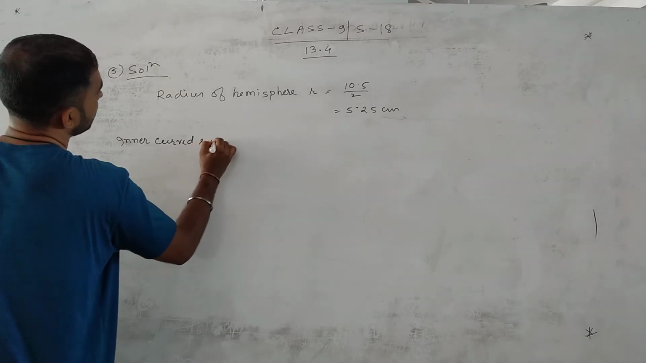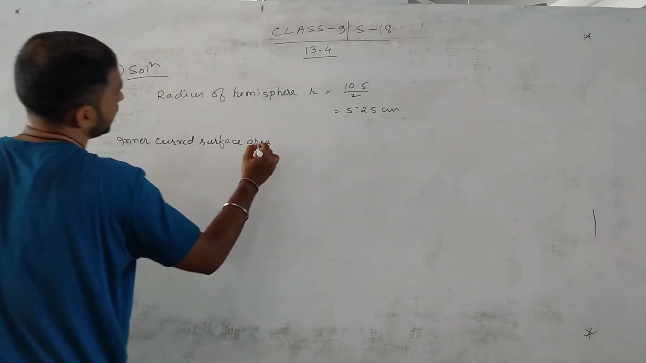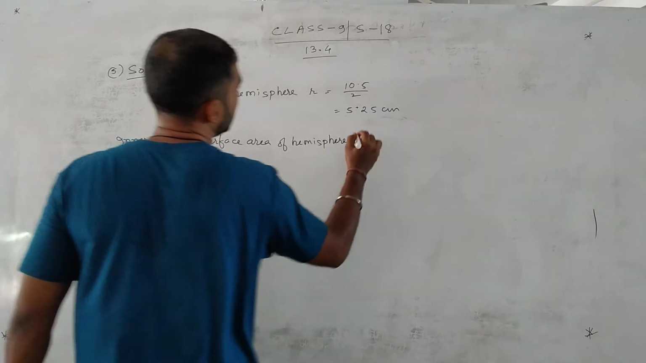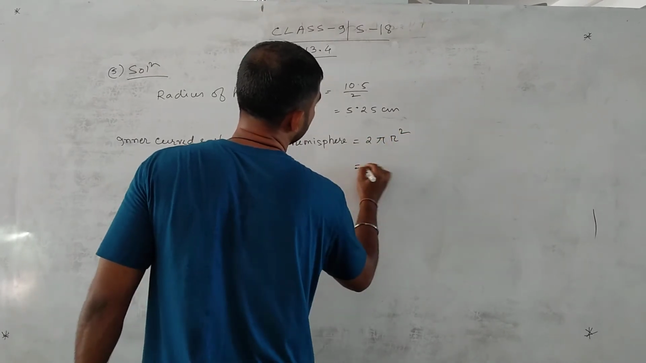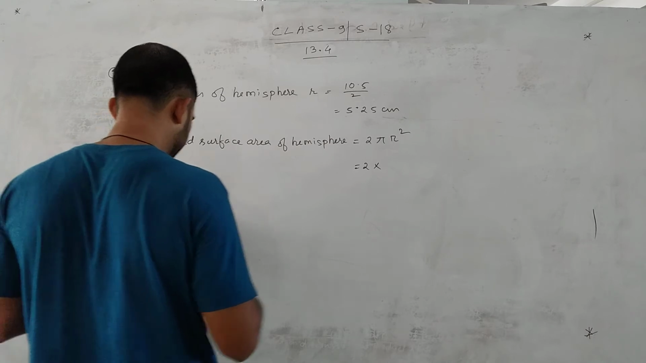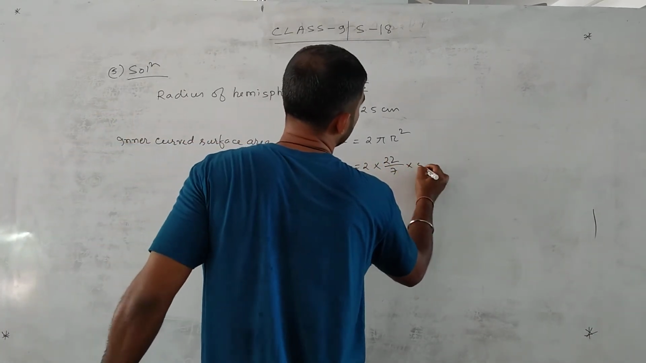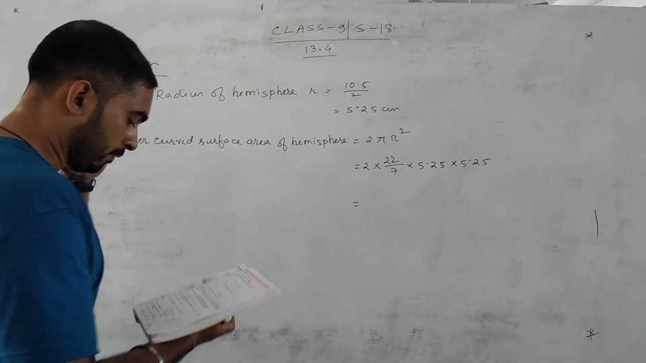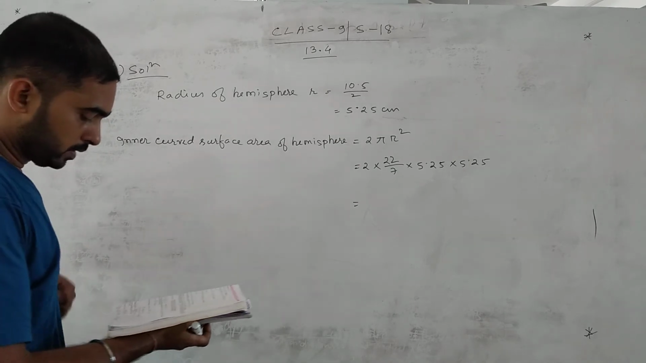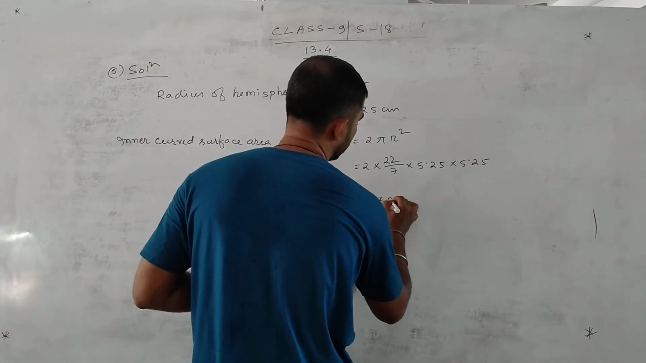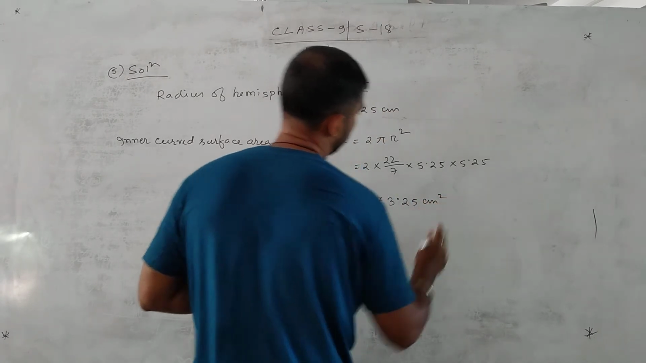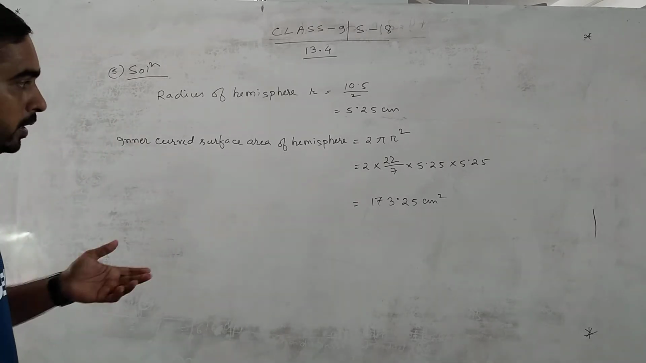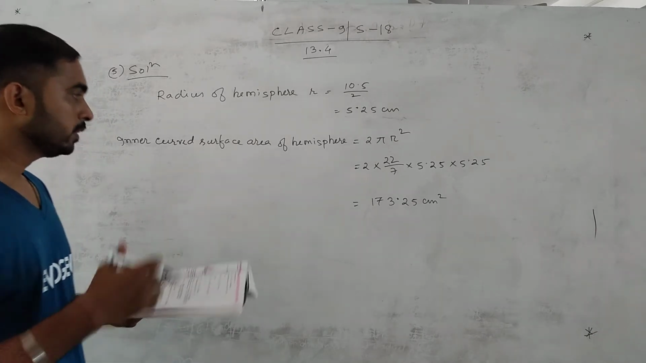Therefore, inner curved surface area of hemisphere equal 2 pi r square. 2 pi here, pi equal what? 22 by 7. Then r 5.25 into 5.25. So here after doing the calculation, we got it equal to 173.25 square centimeter. So this is the inner curved surface area of the hemisphere, which is equal to 173.25 square centimeter. So after that we have to find the cost also.